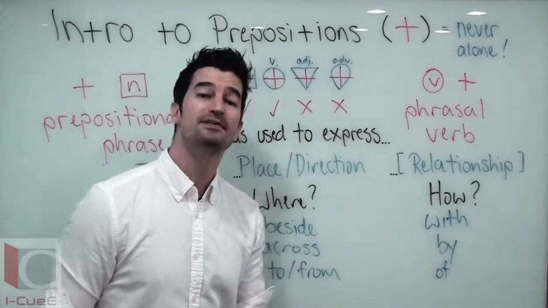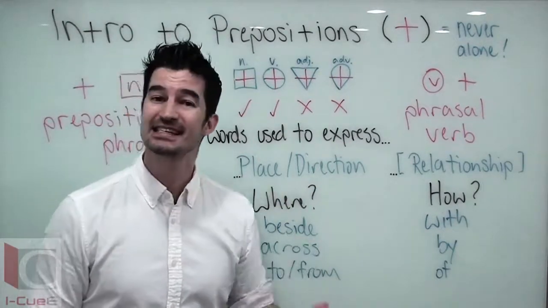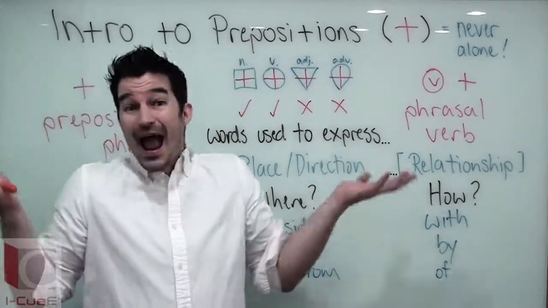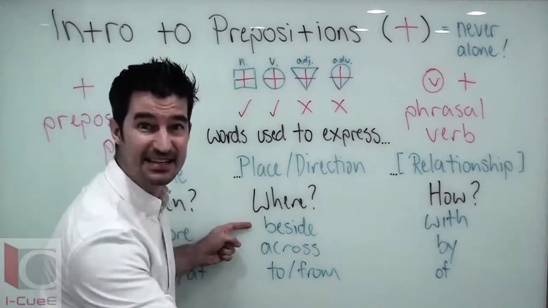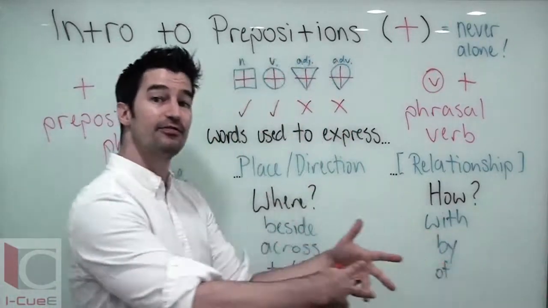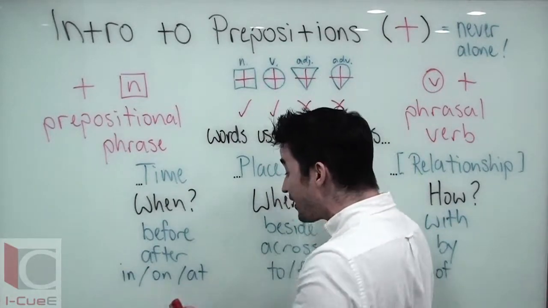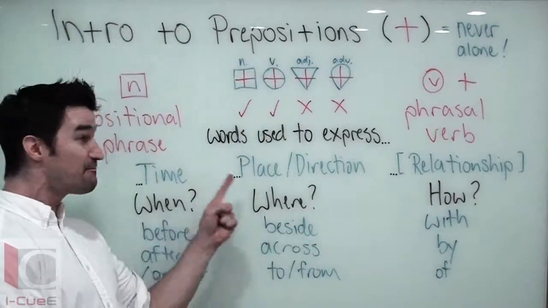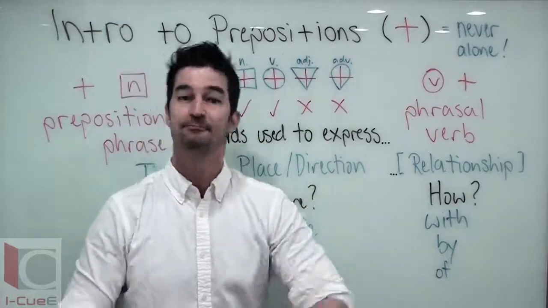And then we have some prepositions, words used to express the relationship of place or direction. And obviously, these would answer the question, where? And you could answer that question by talking about, well, beside, or across, or to, or from. And you could use the big three: in, on, at. That's right, these are not only prepositions of time, they are also prepositions of place. You'll learn more about it in a couple lessons.